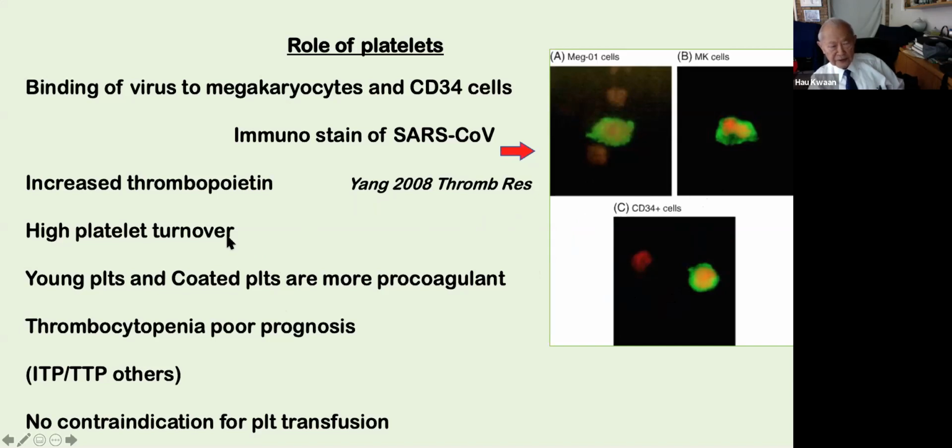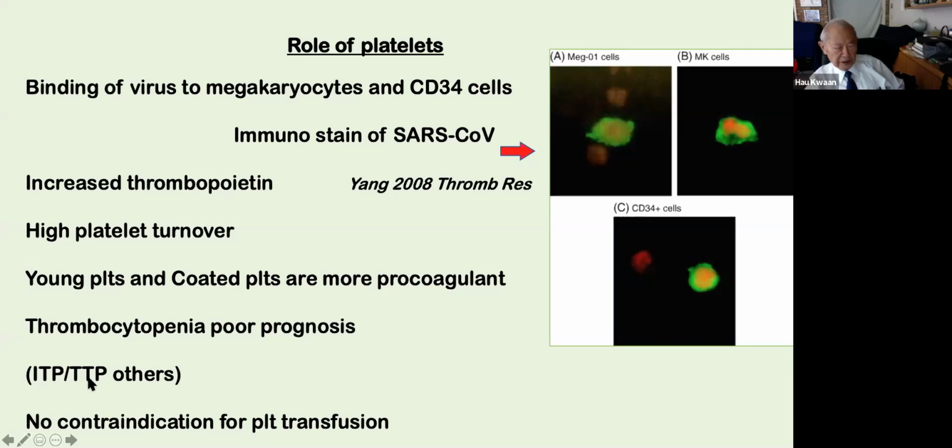Now with a high platelet turnover, we're seeing more young platelets in the circulation. At the same time, many of the platelets are in contact with thrombin in the body. These two kinds of platelets in the circulation, the young platelets and the coated platelets, are much more procoagulant than the rest of the platelets. So if this is high in COVID-19, it is another factor for hypercoagulability. If the bone marrow lags behind or the consumption of platelets is high, we see thrombocytopenia that is associated with poor prognosis.